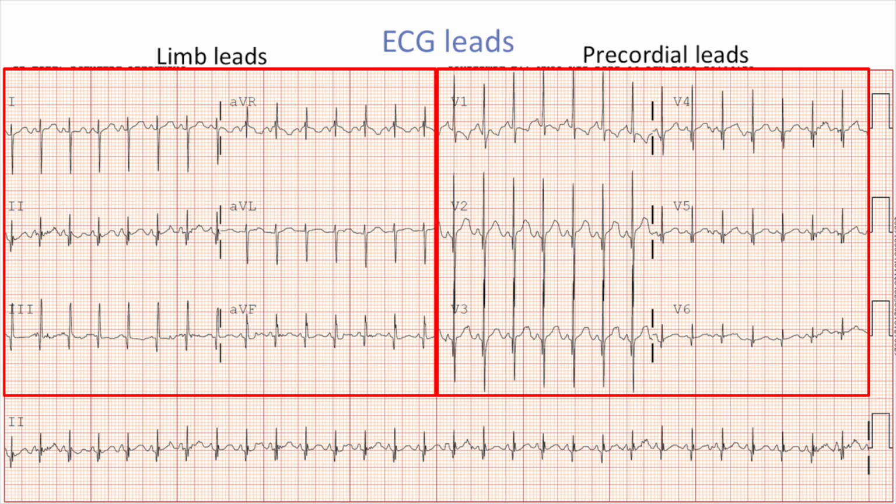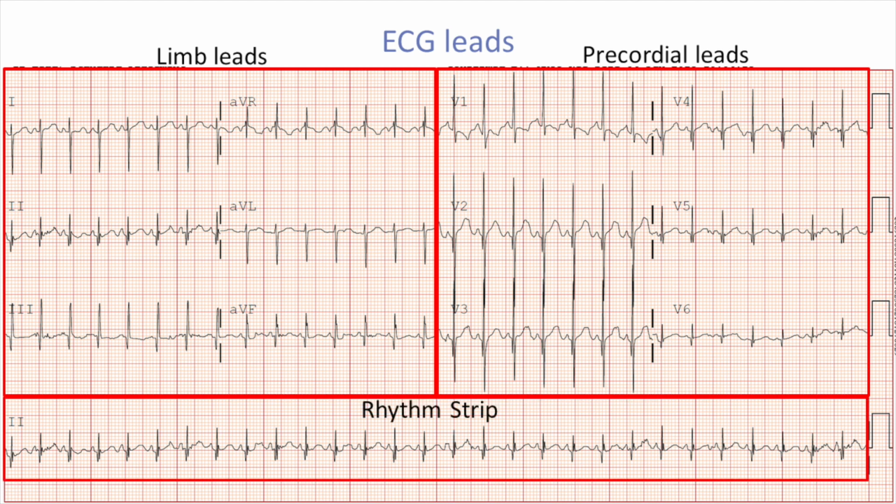This is to get a better indication of the right-sided forces of the heart, which, as we will see, is very important in pediatric patients. Such is called a 14-lead ECG. On the bottom of the recording is the rhythm strip, which is a continuous recording of lead 2.